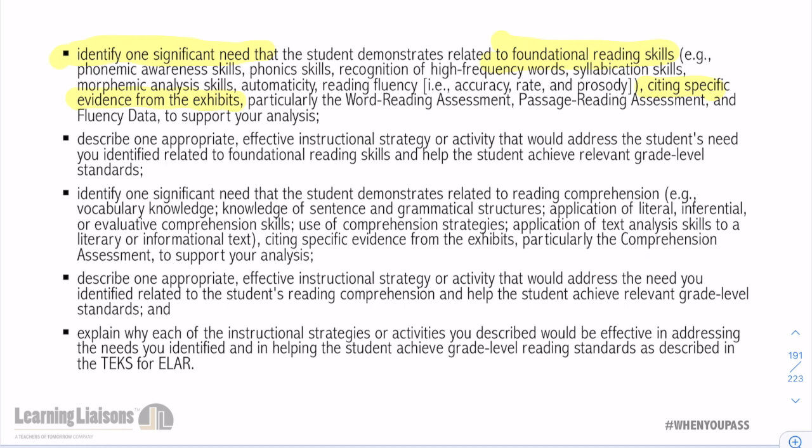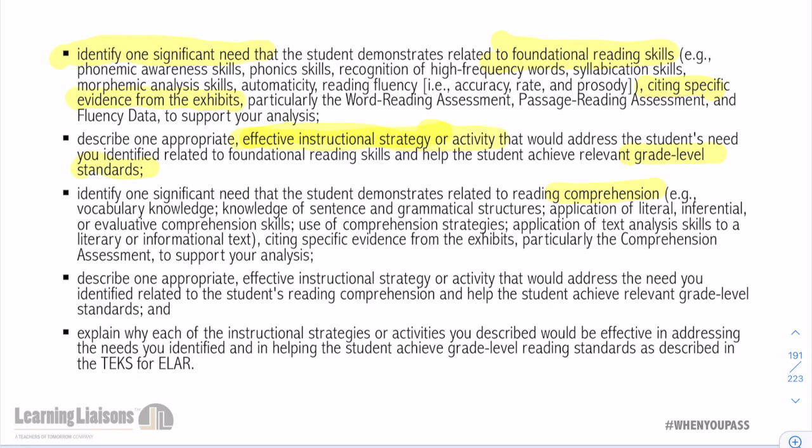All right. Then we're going to describe an appropriate effective instructional strategy or activity. So then we're going to say, if we were her teacher, this is something that would address her need. We're going to make sure we are looking at grade level standards. Then we're going to identify a significant need the student demonstrates related to comprehension.